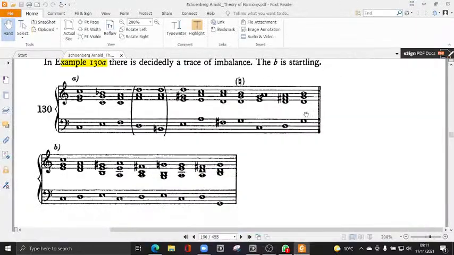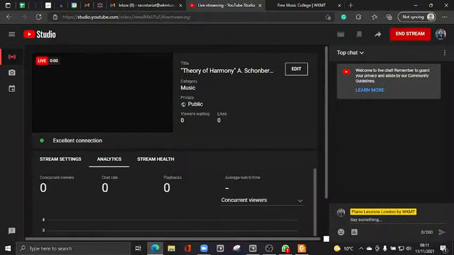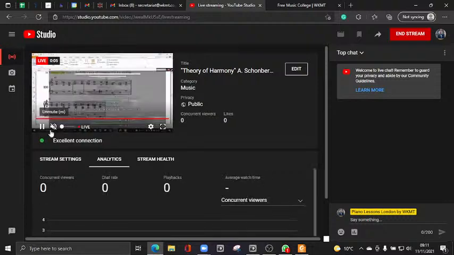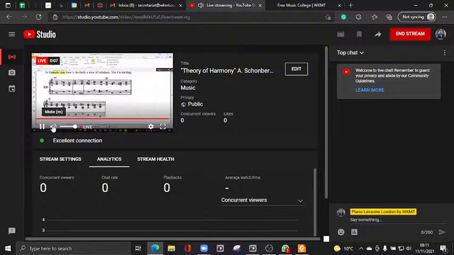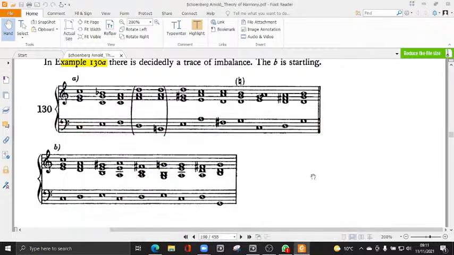Okay, fantastic. Let's see what we have today in harmony. Well, we're still in chapter 10. We're going to be in chapter 10 of Schoenberg for quite a long time, just saying. Let's see what we have today, because it's quite difficult. It's quite long.